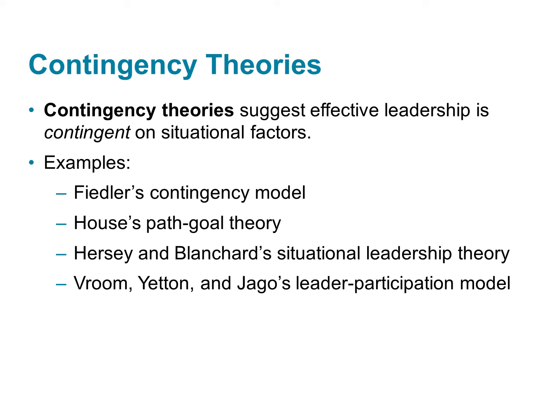Then in the 1960s and 70s, contingency theories began to dominate the literature. These approaches take the followers and the situation into consideration. That is, these theories say effective leadership is contingent on situational factors. All four of the examples that you see here highlight some aspect of the situation that we ought to consider when thinking about effective leadership.